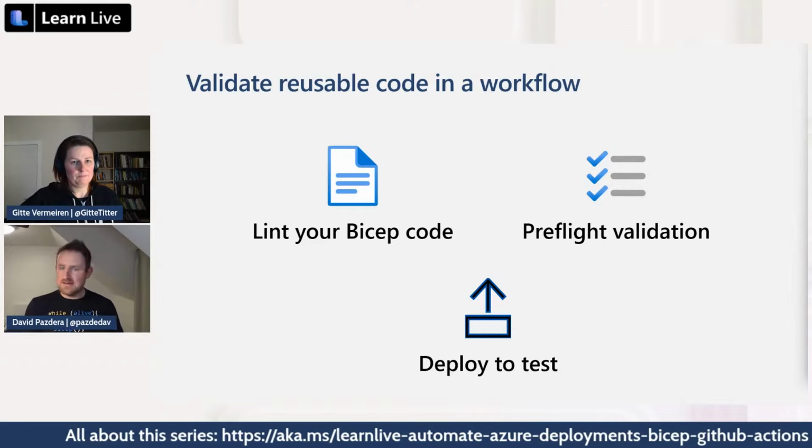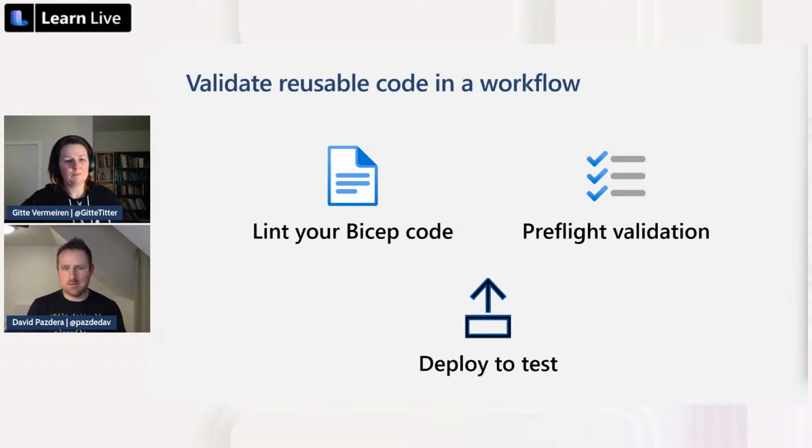So we have linting, absolutely applicable here, because you still need to check whether your code is syntactically correct. And of course, the linter also gives you some hints regarding recommended practices. Then the second step is a pre-flight validation, and that's a bit special one.